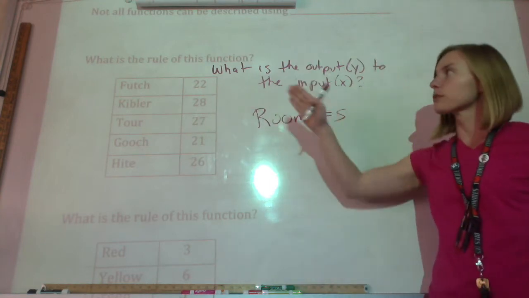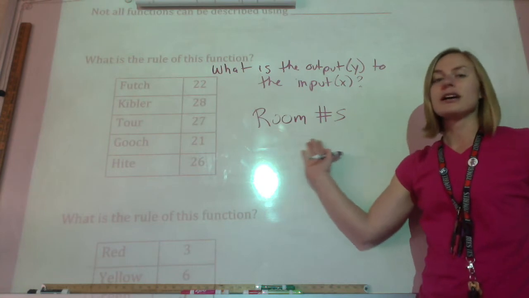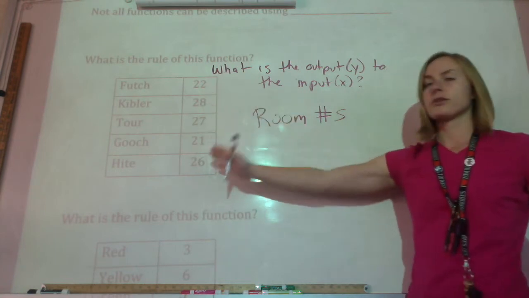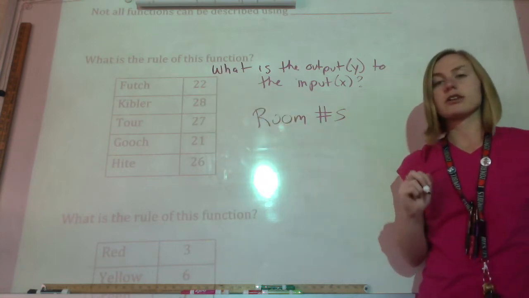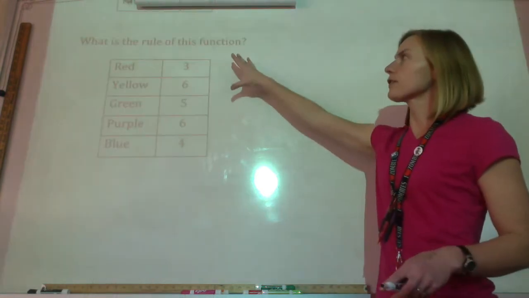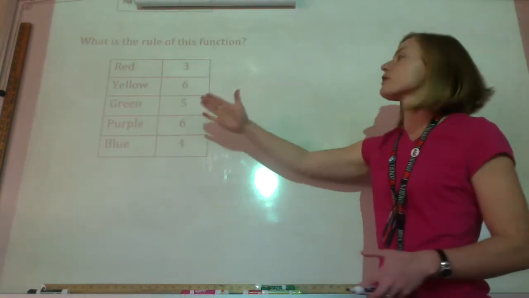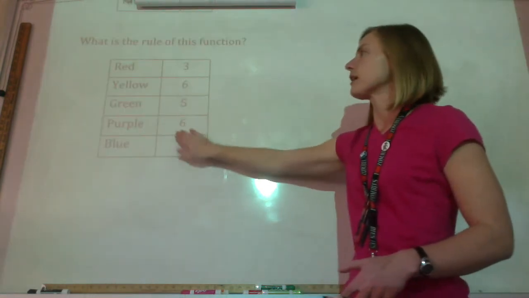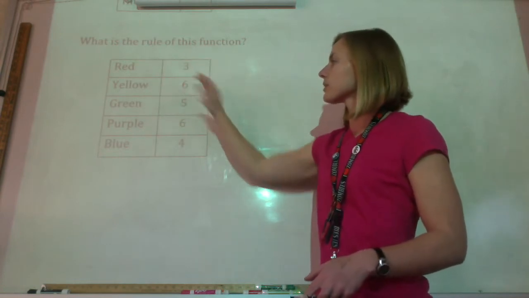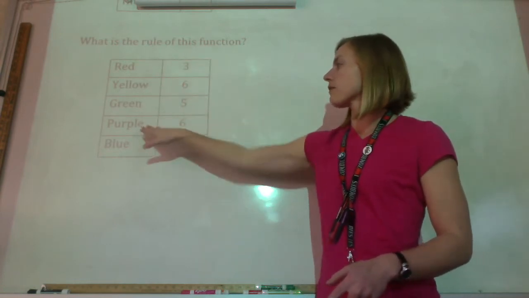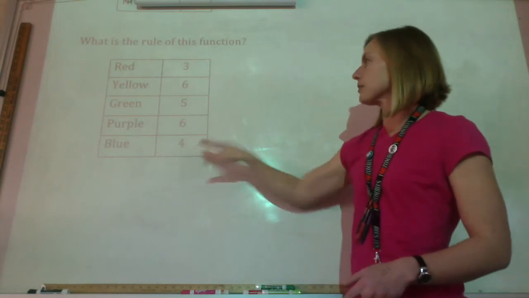So when it's asking for the rule of the function, it's just asking what's going on to get those outputs. Let's take a look at another example. Here we have another function. It's asking again for what the rule is. So what do these outputs mean? Red is 3, yellow is 6, green is 5, purple is 6, and blue is 4.